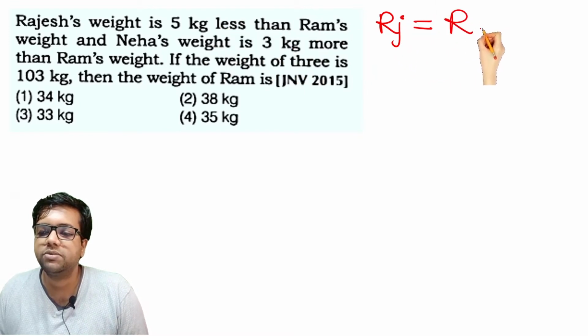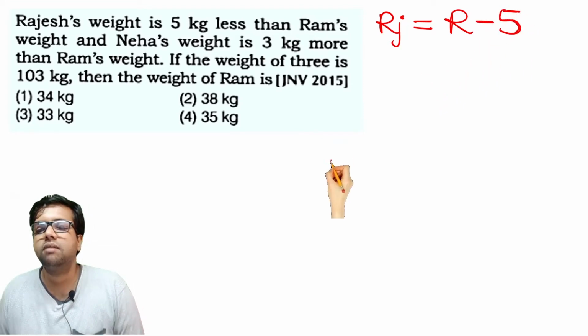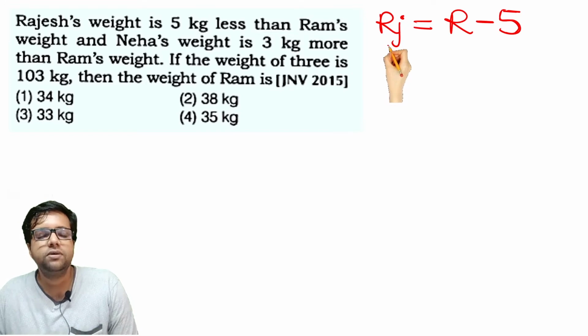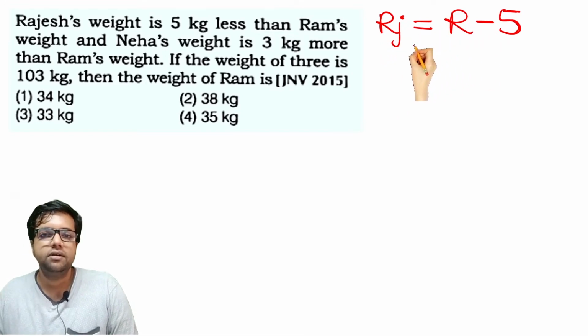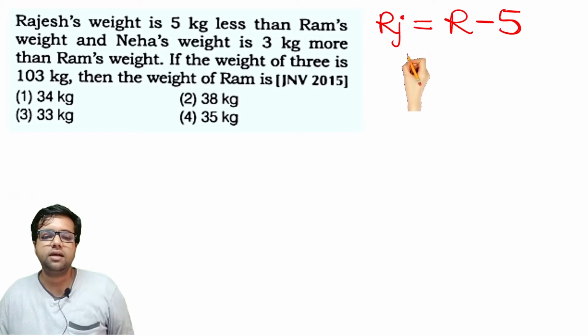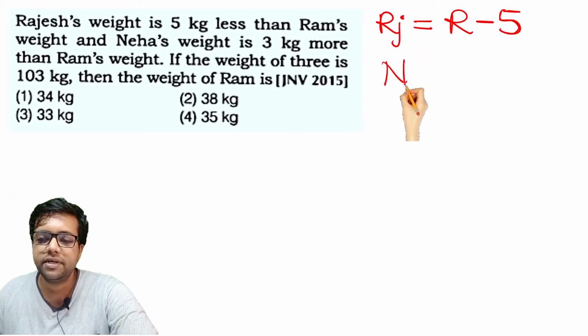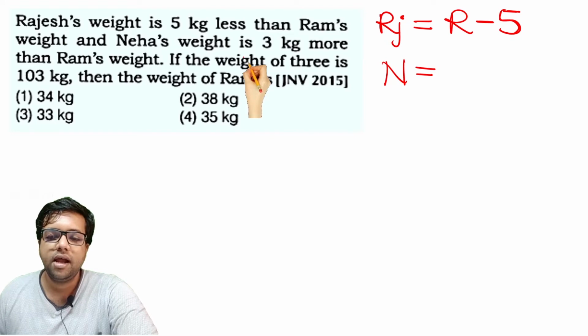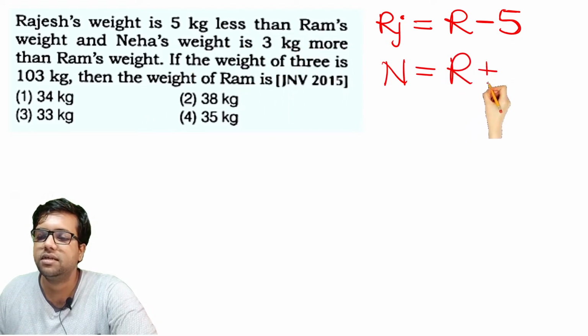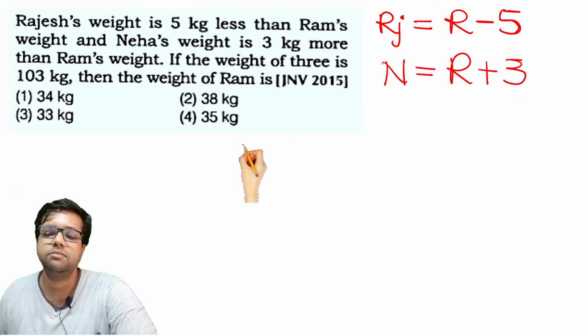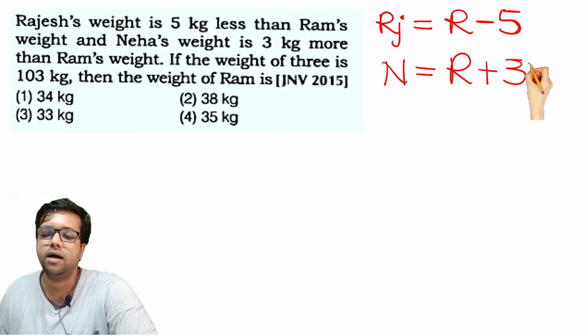I will call Ram's weight as R and I will reduce 5 kg from Ram's weight, which will be equal to Rajesh's weight. Rajesh's weight is 5 kg less than Ram's weight. And Neha's weight, I will call Neha's weight as N, and Neha's weight is 3 kg more than Ram's weight. So I will write it as N is equal to R plus 3.